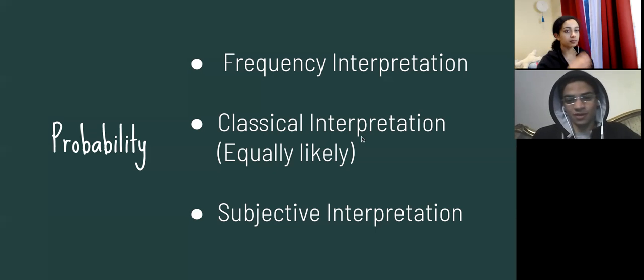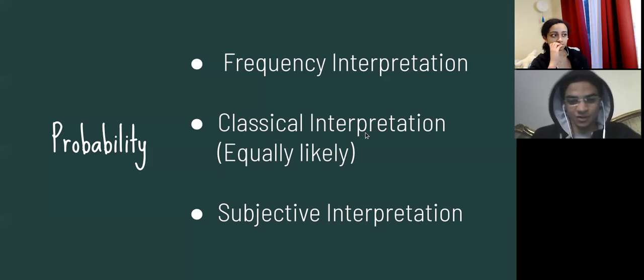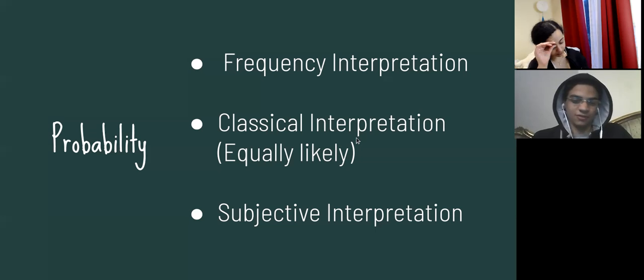A shortcoming of this classical interpretation, which was kind of the original interpretation when the idea of probability came in the beginning, is that it already uses the term equally likely, which already depends on the term probability. So it's like using the word you're trying to define in the definition itself. That already is the first problem.